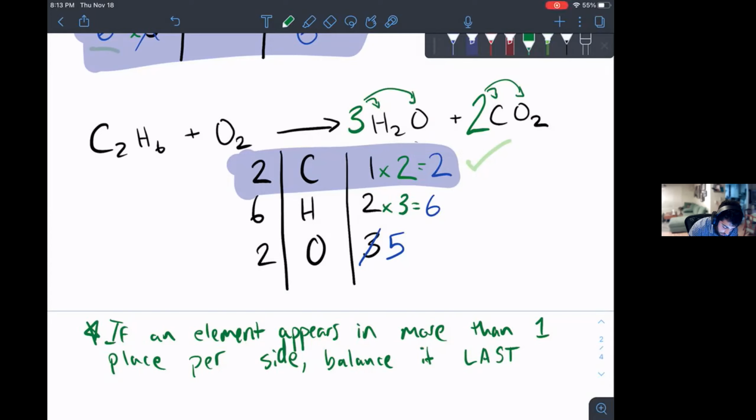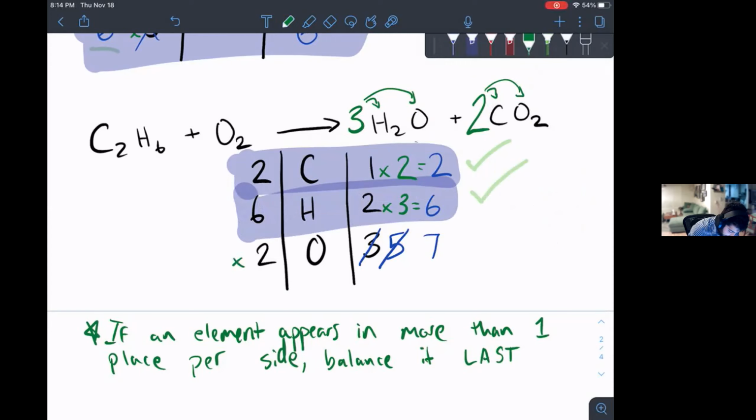So now, while I have 6 hydrogen, I have 3 times 1, which is going to be 3 oxygen, plus 2 times 2, which is going to be 4 oxygen, for a total of 7 oxygen. So I'm going to cross it out, and I'm going to put 7. We're all done there. All right, so now we're on the last one, oxygen.